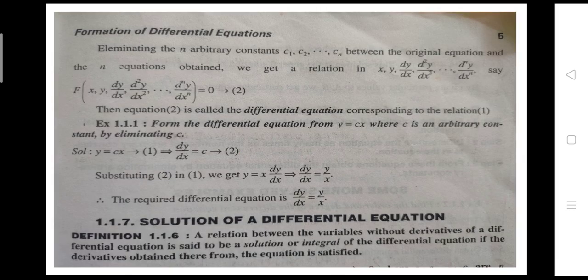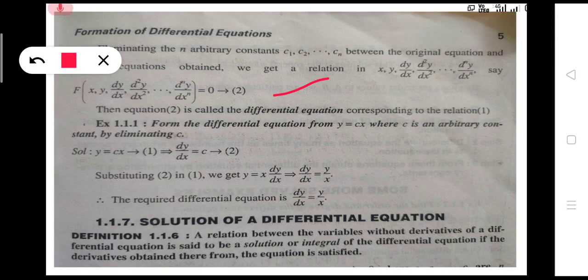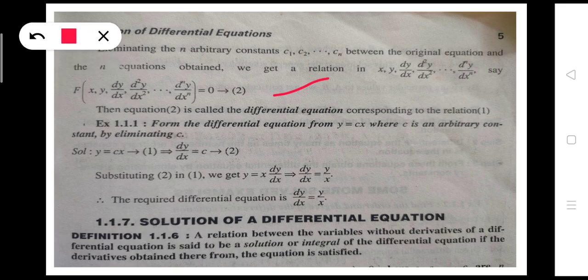Now continue to the next slide. Continuation of the formation of differential equation. Eliminating the n arbitrary constants c1, c2, cn between the original equation and the n equations obtained, we get a relation in x, y, dy by dx, d square y by dx square, and so on, d power n y by dx power n, say f of x, y, dy by dx, d square y by dx square, and so on, d power n y by dx power n is equal to 0. This is equation 2. And then equation 2 is called the differential equation corresponding to the relation 1.